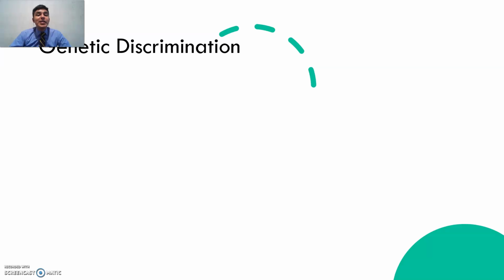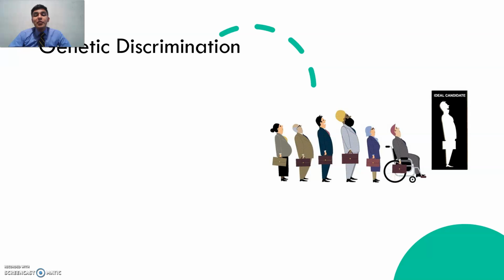Now, genetic discrimination. So remember that discrimination is a term that we use whenever we are, let's say, not taking someone into consideration due to that person's disabilities, religion, or skin color, etc. Just like you can see right over here, they're looking for an ideal candidate, and it will be just this guy right here. So if someone has a disability like this person right here, or if someone is grown up already, then they are not going to be taken into consideration.